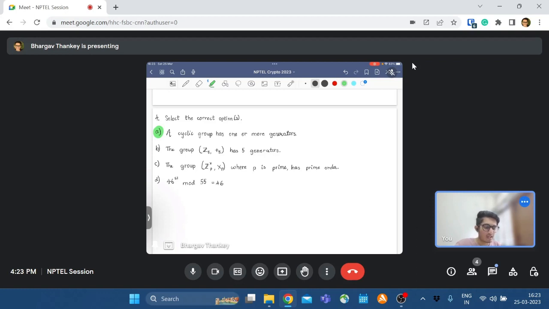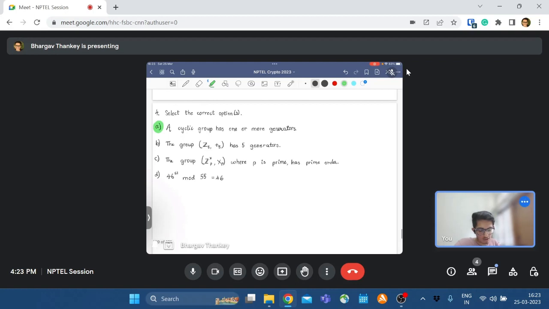Option B is the group Z5 with addition mod 5 has 5 generators. Well, this is false because the group Z5 contains the elements 0, 1, 2, 3, and 4. So it has size 5. Now, we know that the identity element can never be a generator, right? So this group can have at most four generators. It cannot have five generators.